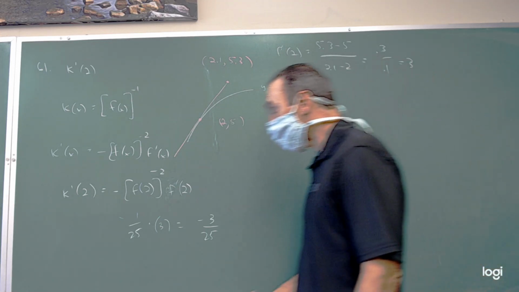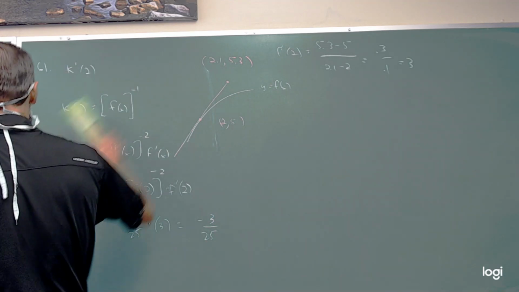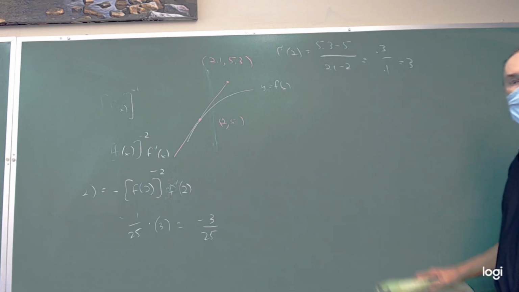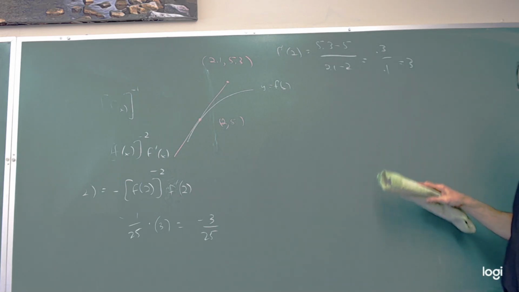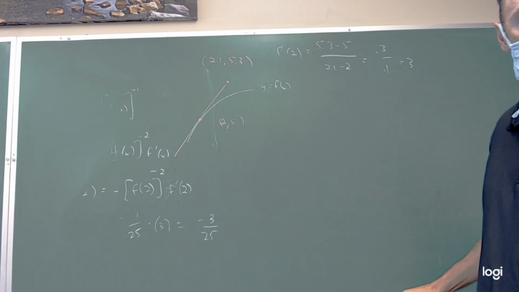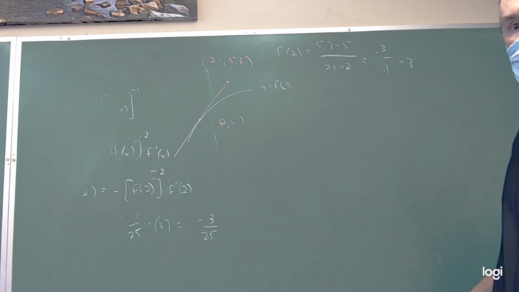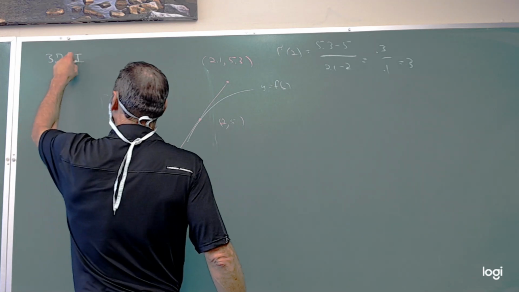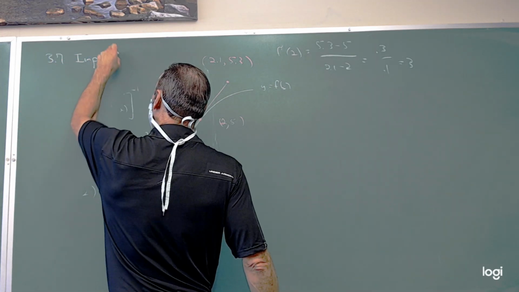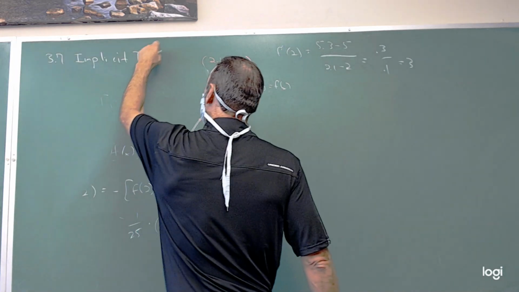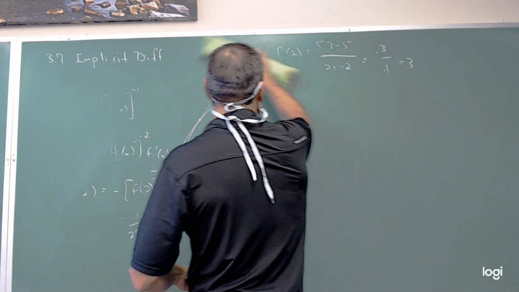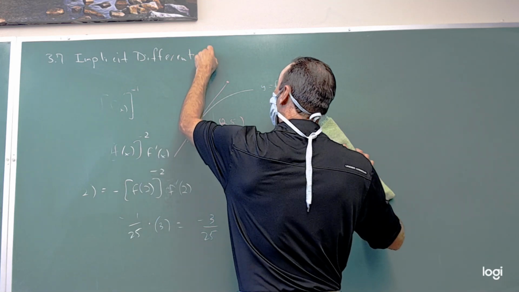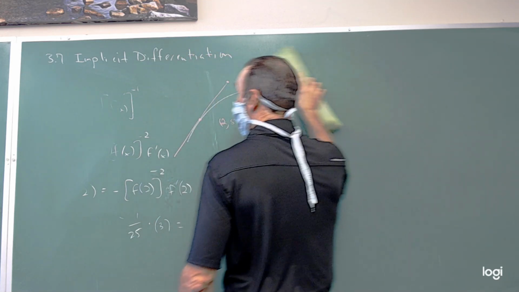Okay, we are going to talk about today what's known as implicit differentiation. Oh, did you need that? So this is section 3.7, and this is known as implicit differentiation.